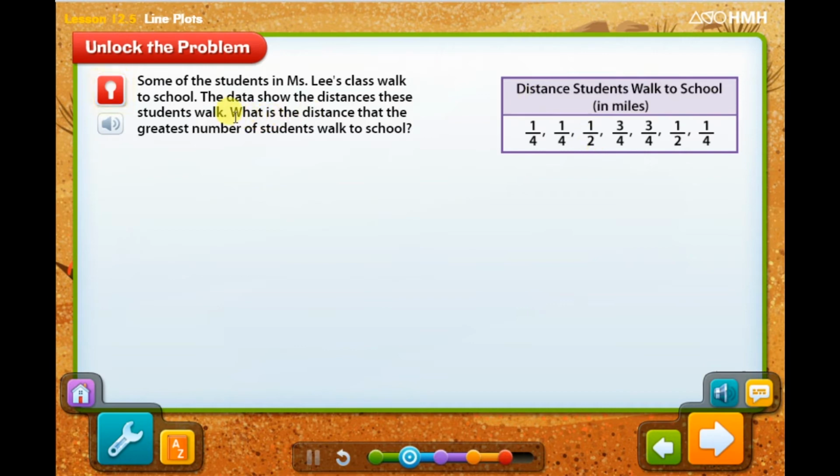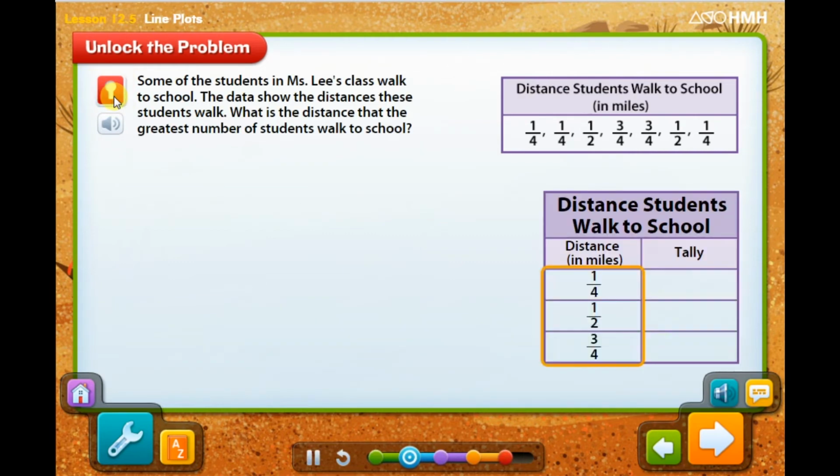Let's see first here, after seeing the givings, what the question is. The question is, what is the distance that the greatest number of students walk to school? So we will see which distance has the greatest number of x's on the line plot. So first, draw the frequency table or the tally table and see how many times each distance repeated. So first, tally table, and we have to order the numbers from least to the greatest.